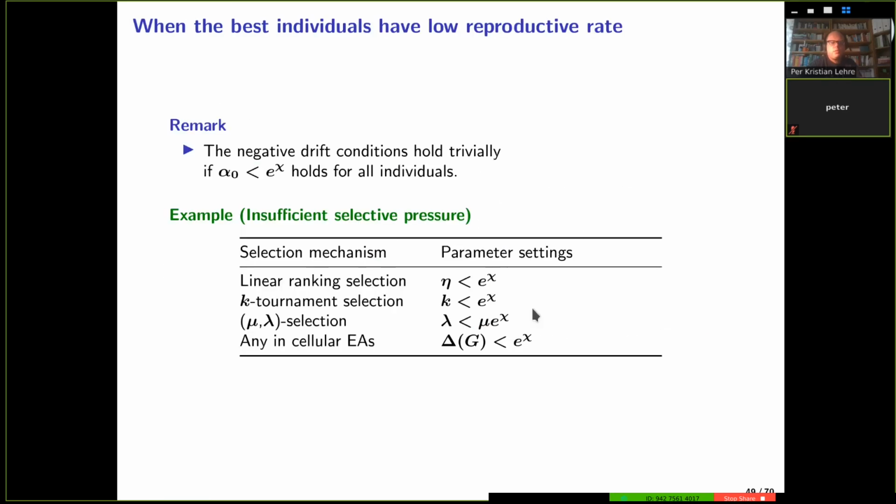This is related to a notion called the error threshold. The error threshold is the case where you have too high a mutation rate, chi, relative to the selective pressure. Then no matter what fitness function you use, it's going to take exponential time to reach a unique global optimum.